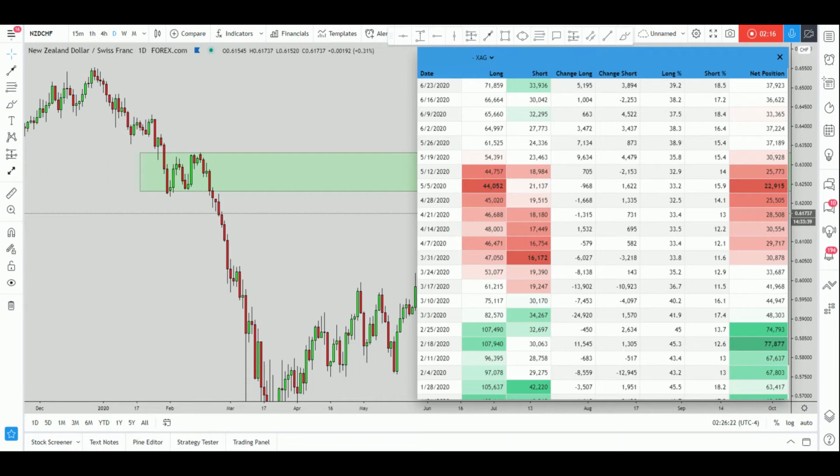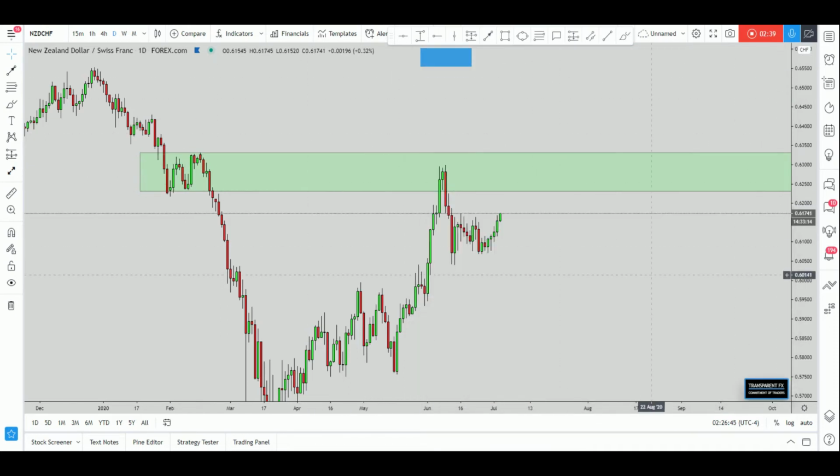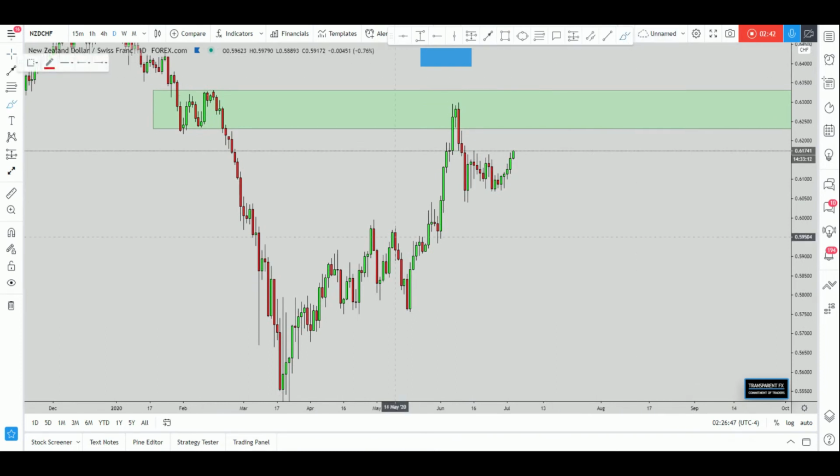Now, if we check what we have from an NZD perspective, we can see that we went clearly from having minus 20k net positions all the way up to having more or less the same amount of longs and shorts from an institutional perspective, 16k longs and 16k shorts. So from having way more shorts than longs with 30k shorts and 9k longs to having the same amount. So clearly NZD has been getting stronger because hedge funds have been longing it, and in fact, it has been aggressively moving to the upside.